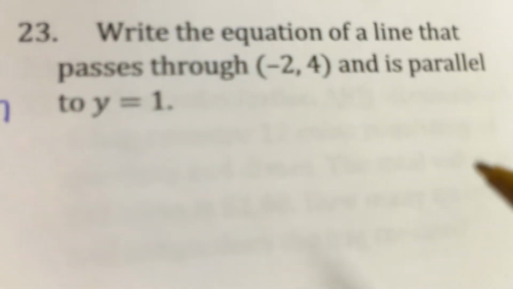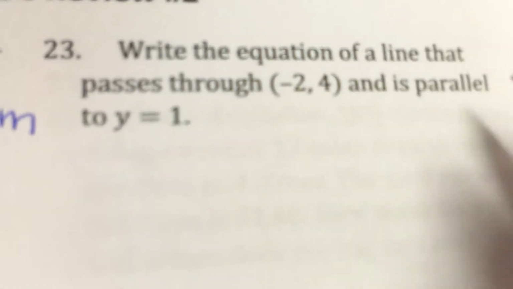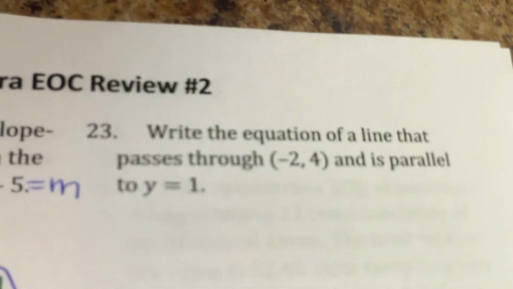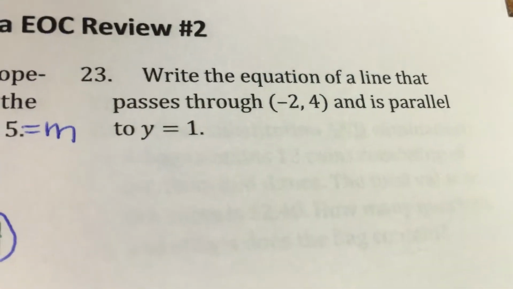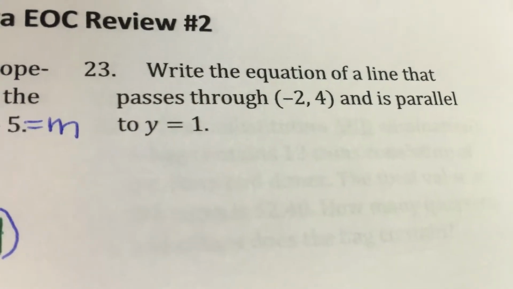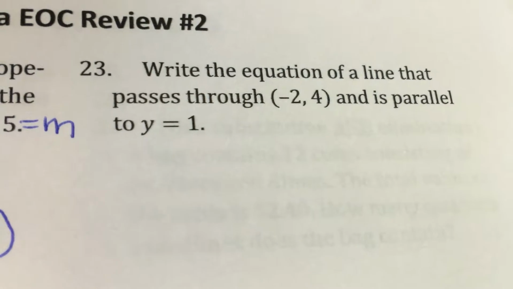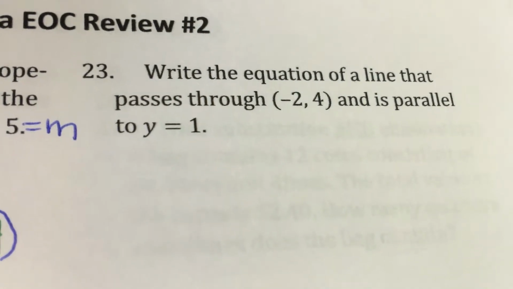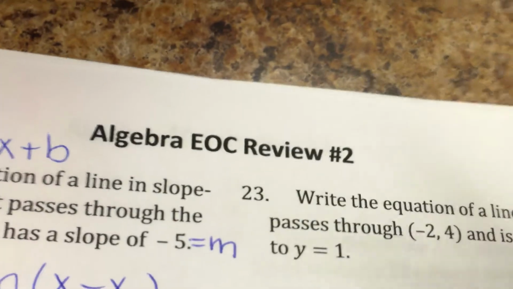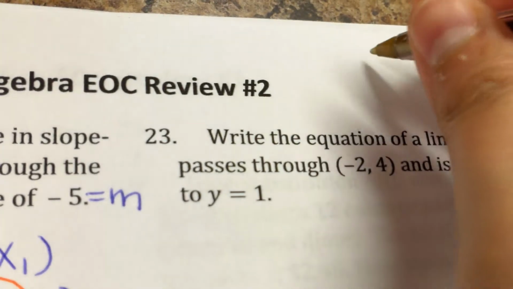Write the equation of a line that passes through this point and is parallel to y equals 1. This one's different because they gave you that the equation is y equals 1. It only has one variable. So because it has one variable, it is either vertical or horizontal. So I'm going to go ahead and see what it is. So y equals 1.